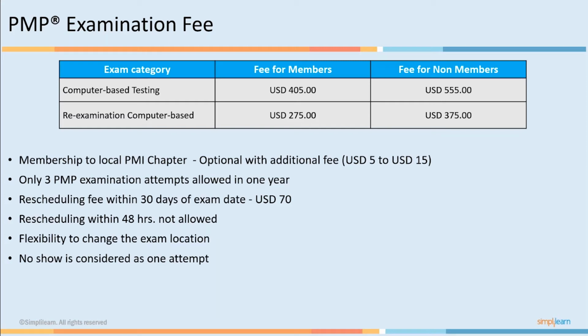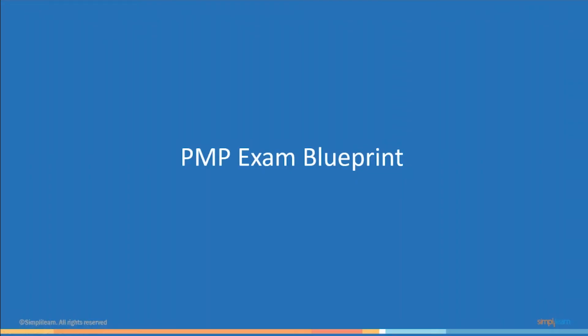In case you want to do that, you'll have to pay a re-examination or rescheduling fee of $70. Rescheduling within 48 hours is not allowed, and you have the flexibility to change the exam location. Also, a no show is considered as 1 attempt gone. So make sure that you are working on your schedule when you go for the PMP examination. Clear? And with this, we move on to the next part, which is the PMP Examination Blueprint.